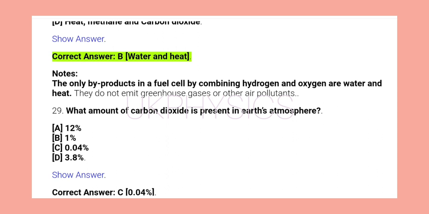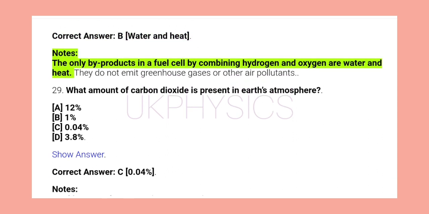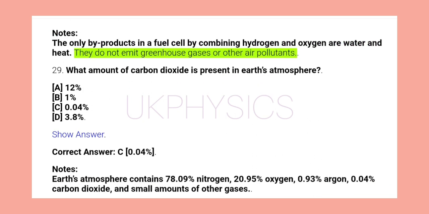Water and heat. Notes: the only byproducts in a fuel cell by combining hydrogen and oxygen are water and heat. They do not emit greenhouse gases or other air pollutants.